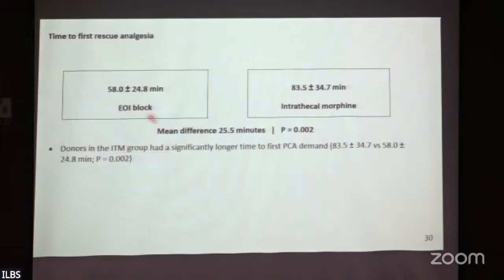Time to first rescue analgesia. The time to first rescue analgesia was significantly longer in the intrathecal morphine group than in the EOI group, with a mean difference of 25 minutes and a p-value of 0.002.